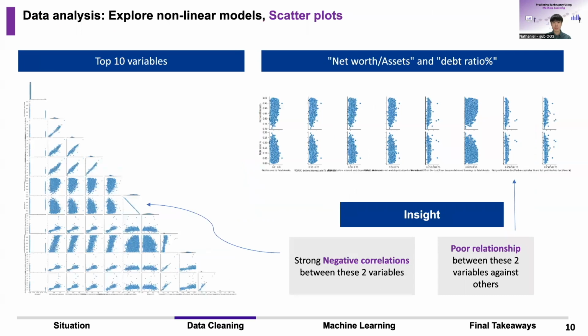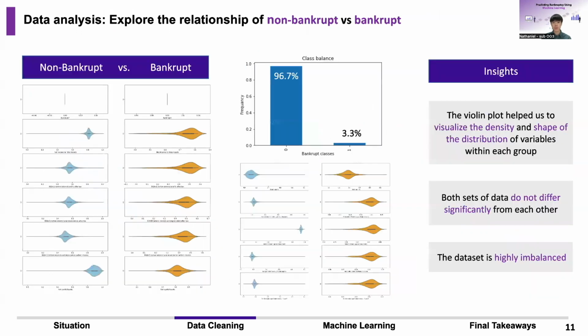We then utilized scatter plots to identify any potential errors or anomalies in the data. We observe a strong negative correlation between net worth assets and debt ratio, and that these two variables do not significantly influence the rest. We also use violin plots and bar charts to explore the relationship between non-bankrupt and bankrupt companies. Our analysis showed that there was no significant difference between the two data sets, except that the variables in bankrupt are a little more spread out.